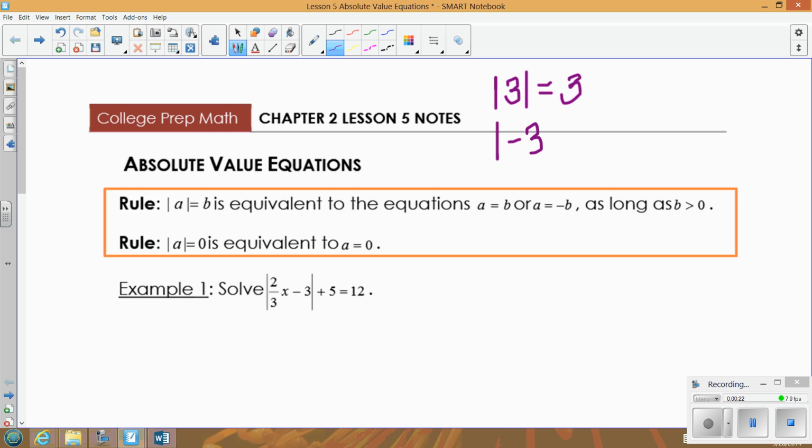So even if I say negative 3 and I take the absolute value, that's still going to become positive because it's still 3 units from 0. So positive or negative numbers, when you take the absolute value, it's always going to be positive.